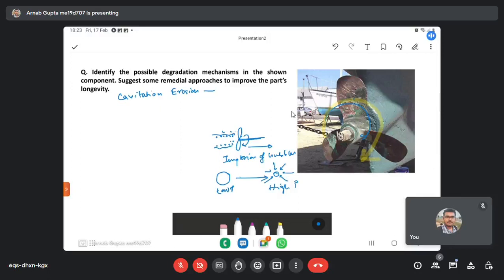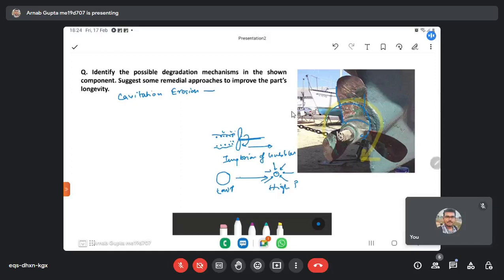So there are different mechanisms to avoid this. First of all, you can play with the dynamics of the entire system. Like, first of all, you can change the design of this propeller itself. So you design the propeller in such a way that it's leading to lower cavitation. You can't completely avoid it, but yeah, you can minimize it.